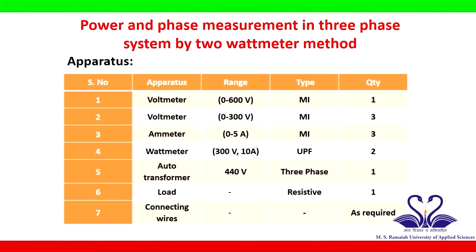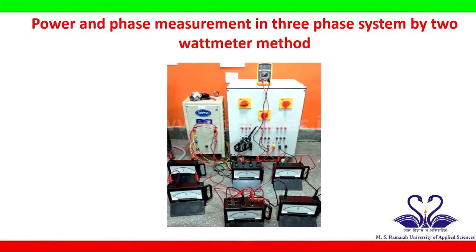To verify this experiment, we need 4 voltmeters with suitable ranges, 3 ammeters with suitable ranges, 2 UPF wattmeters, a 3-phase auto transformer, a 3-phase resistive load and connecting wires. While conducting this experiment, the following precautions should be taken. Keep the variac in the minimum terminal position, that is 0. The load switch should be in the off position. Don't touch the connecting wires when the supply is on.